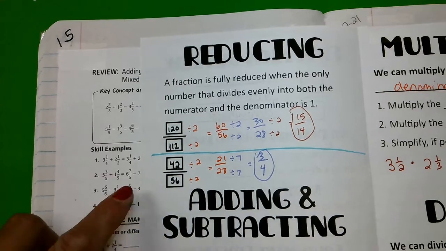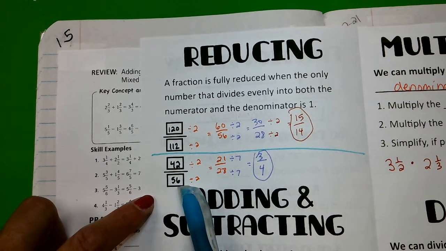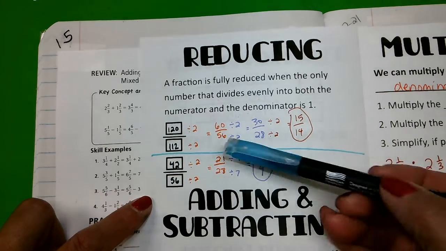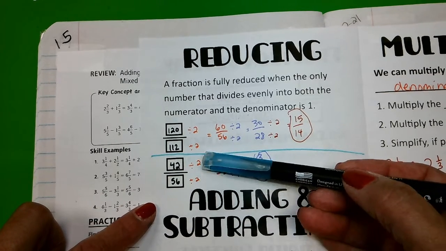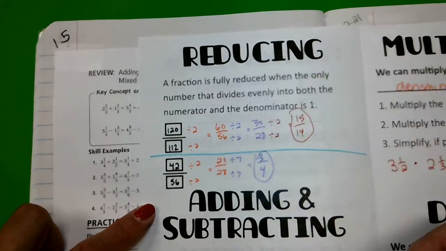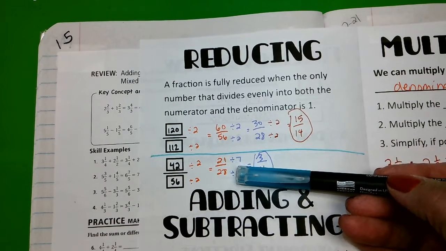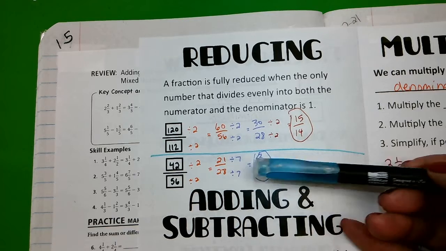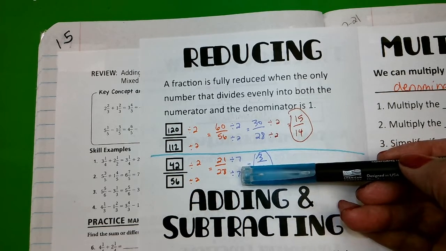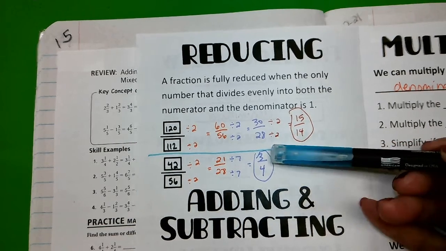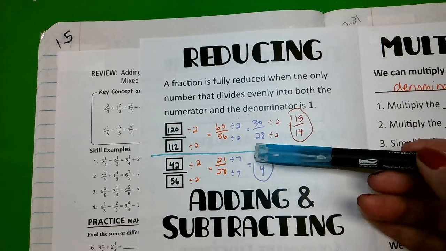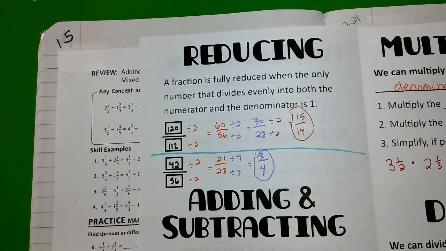42 over 56. Both even numbers, so I'm just going to go with what I know and divide them by 2, both the numerator and the denominator. That got me 21 over 28, and I noticed right away that both of these are multiples of 7, so I reduced the numerator and the denominator by 7 to get 3/4. And I knew that that was completely reduced because the only number that divides evenly into both 3 and 4 is 1.